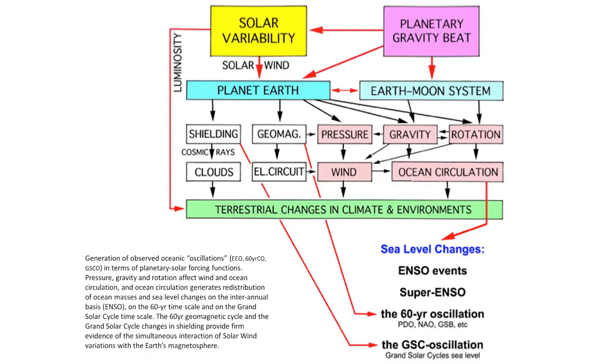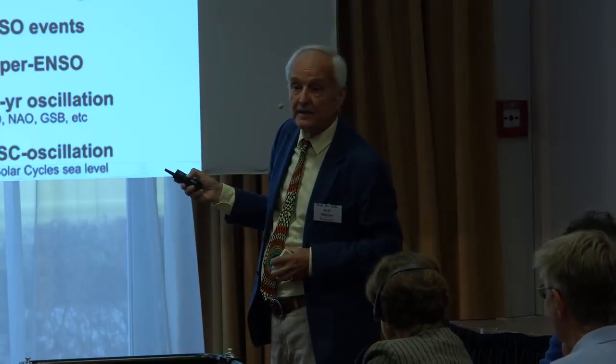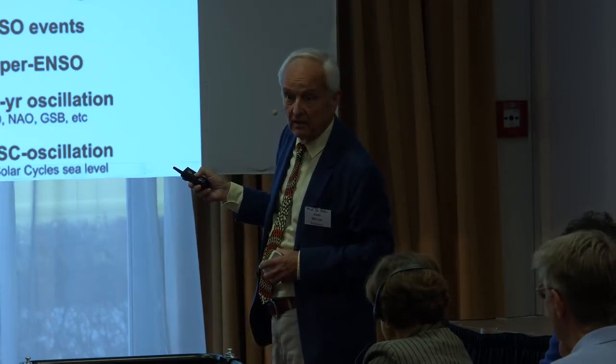This affects those which go down in the ocean circulation and wind, which affects it. And for sure, we have sea level. We have it in ENSO, super ENSO. We have it, no doubt, in the 60-year cycle. And what I've been talking about here is the ground solar cycle. We know this because the most important cycle in geomagnetism is the 60-year cycle.